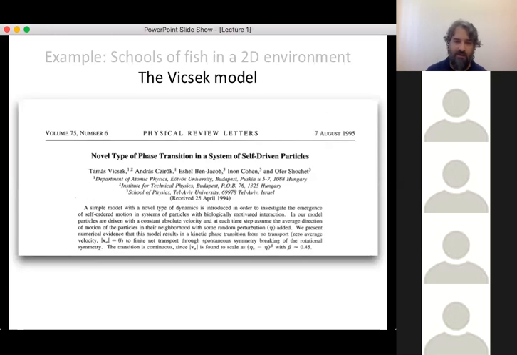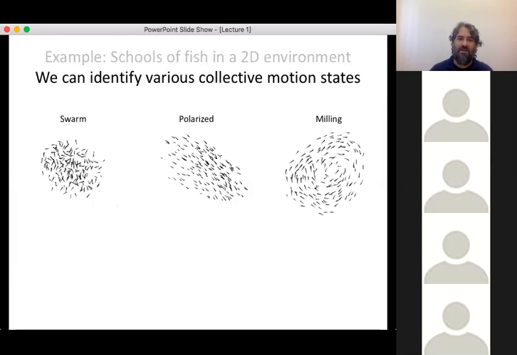Even before that, this is the paper from Vicsek in which he essentially reproduced a swarming model. This slide should not be here, it should be later. So what I want to do next is to quantify the motion of the fishes. How do I do that?